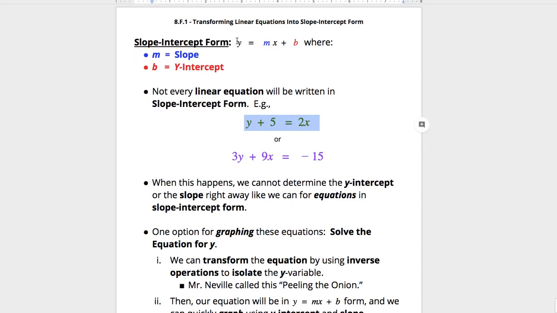Slope-intercept form is one way to write a linear equation. We've seen many equations in this y equals mx plus b form, where m is equal to the slope, whatever's multiplied with x, and the b is the y-intercept.